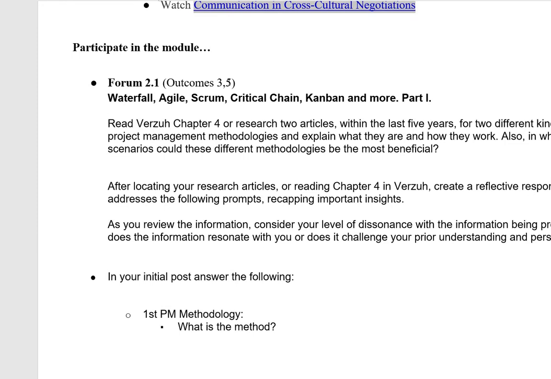You'll also start on Form 2.1, which is written. You're going to read Verzuh, Chapter 4, or you have the choice to research 2 articles. They need to be scholarly articles from the last 5 years. And you can research any articles that you want, and you can pick any of these methodologies that you want. So after you locate these research articles, or read Chapter 4, create a reflective response about this.